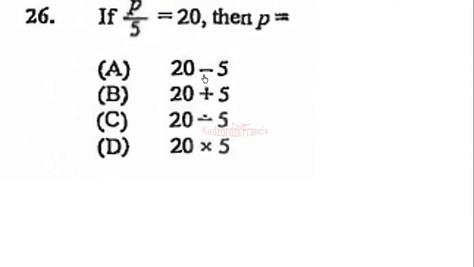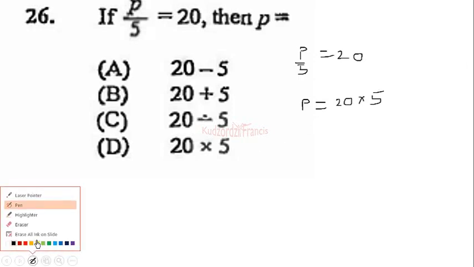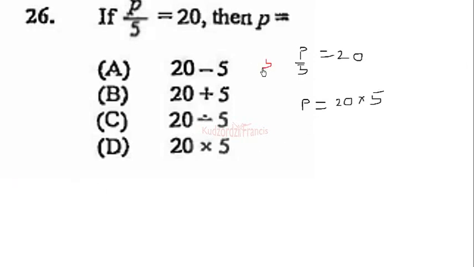Now let us move on to the next question. So for this one we are looking for p. So p over 5 equal 20. We need to multiply through by 5 to get p equal 20 times 5. So that means that we are multiplying both sides by 5, and that gave us this result. So the correct answer will be D.